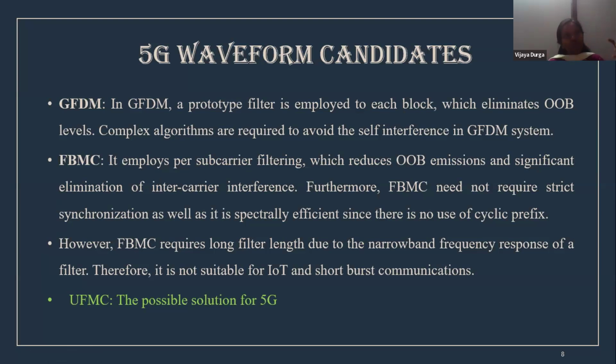That means if you want to use 256 subcarriers, you can use a bank of 256 filters. For each and every subcarrier, we can use a filter, which effectively reduces out-of-band emissions, and intercarrier interference is also effectively eliminated. But the problem is, because of this narrow-band frequency response, it needs a long filter length. Again, complexity is very high. So it is not suitable for IoT and short burst communications.